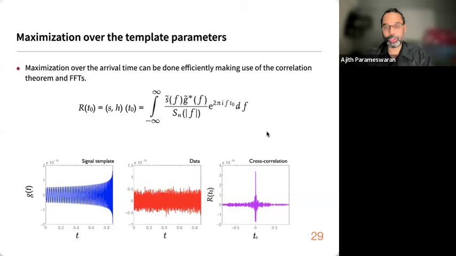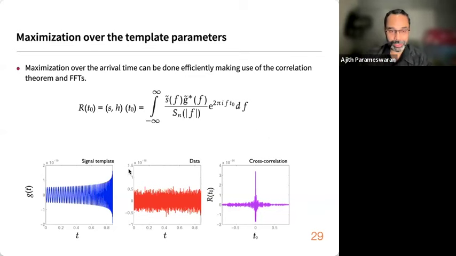And to maximize this likelihood ratio, or this inner product, over a time shift or a time of arrival of the signal, one could use a trick with Fourier transforms, which is basically computing the correlation function using a fast Fourier transform. And here is an illustration of that.